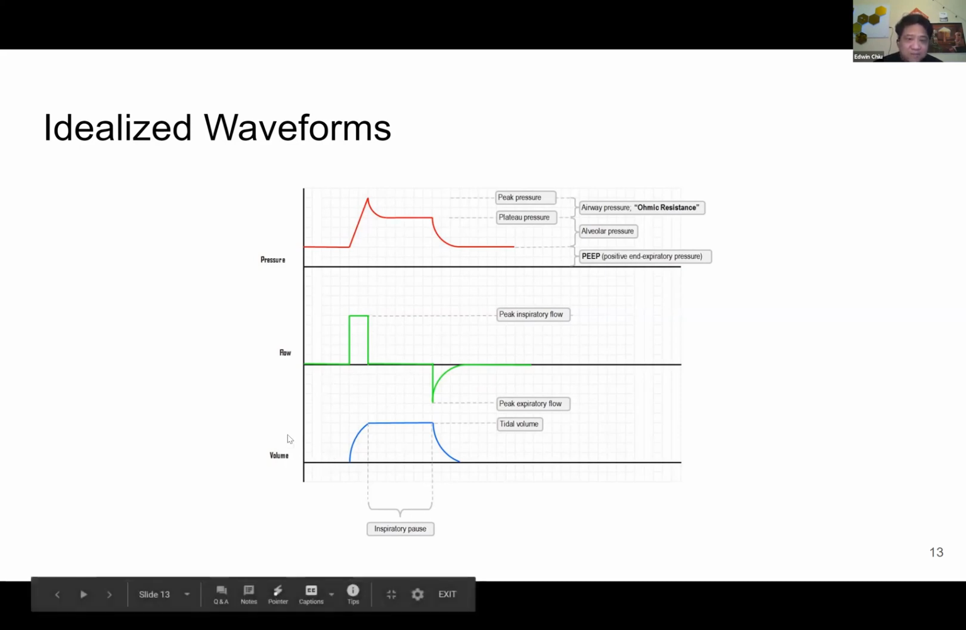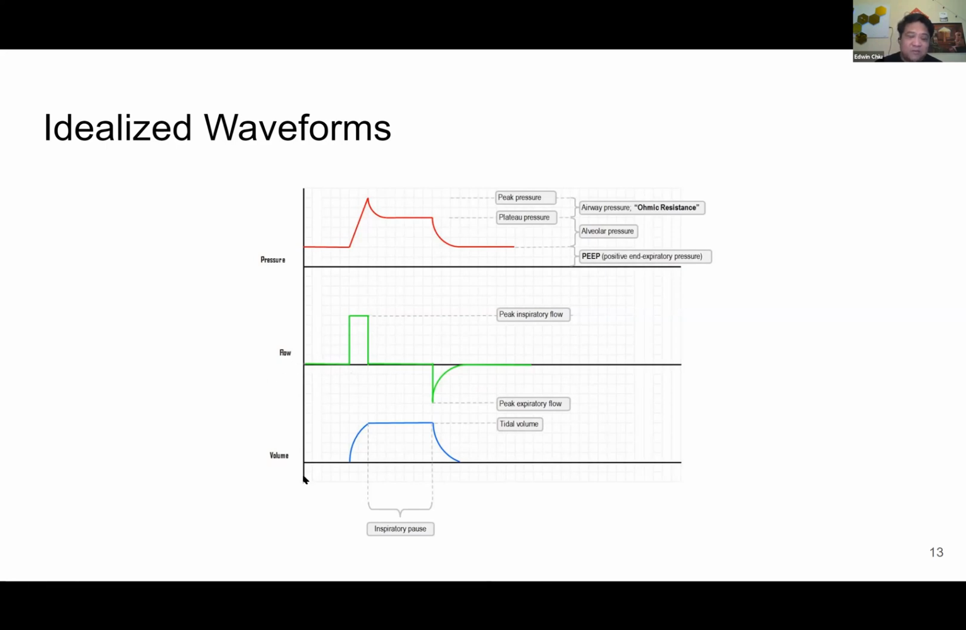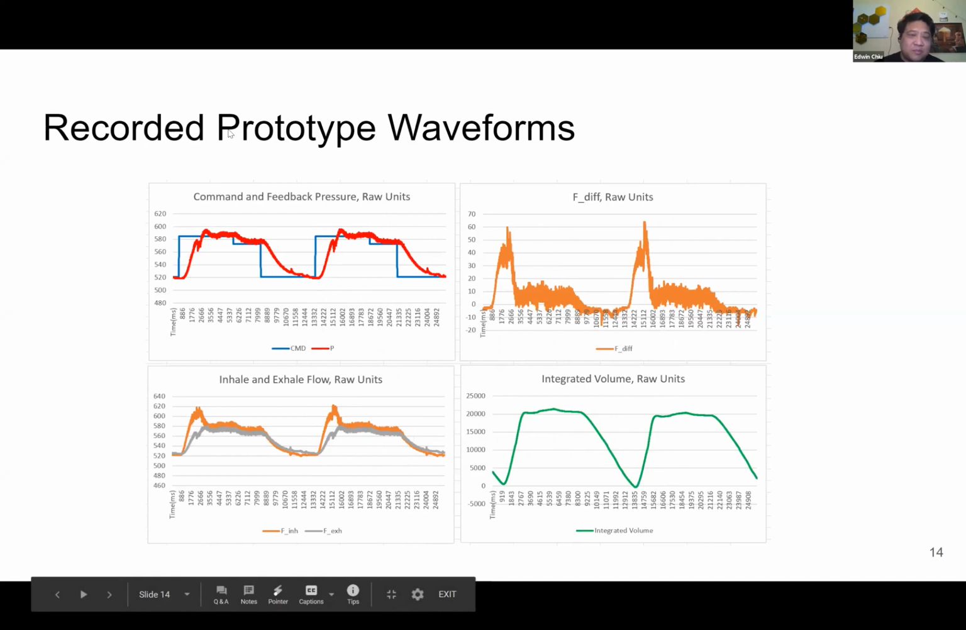The volume, you see the same thing here. The volume is essentially the integral of the flow, and the patient inhales, or the ventilator blows air into the patient's lungs, increasing the pressure, increasing the volume, and then it's stable, it's constant during plateau, and then during exhale, you see it fall. So what does this look like in the real world?